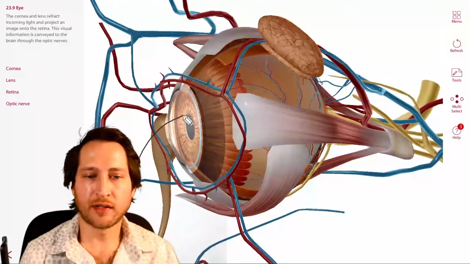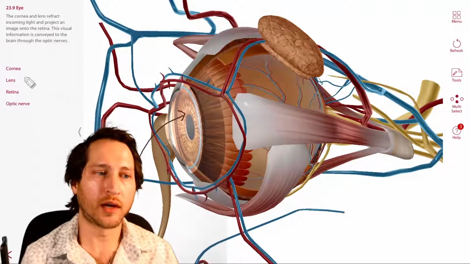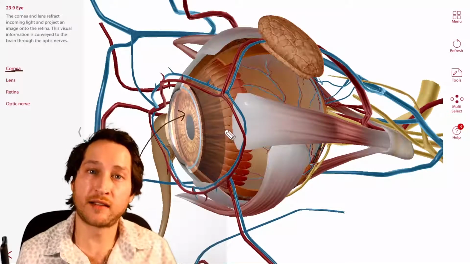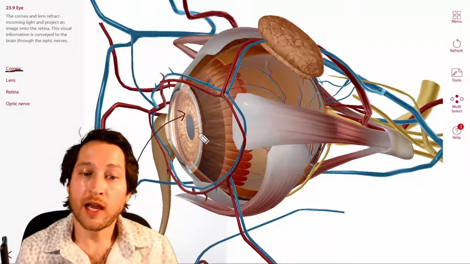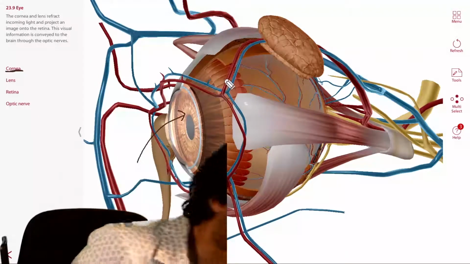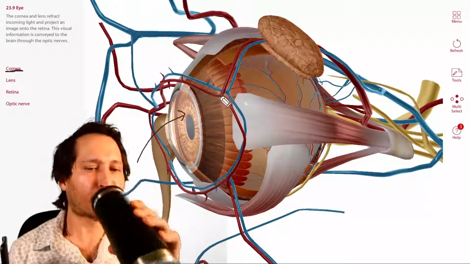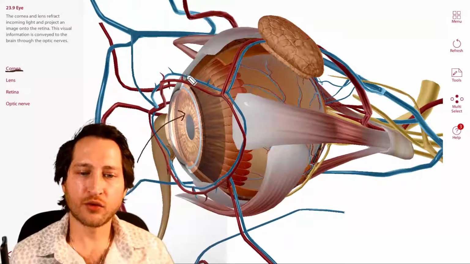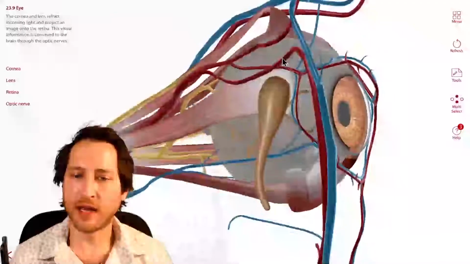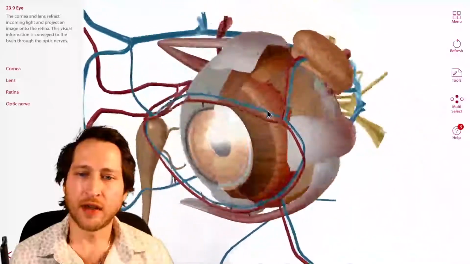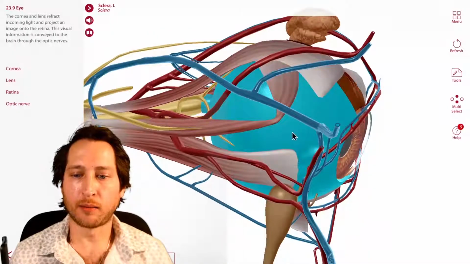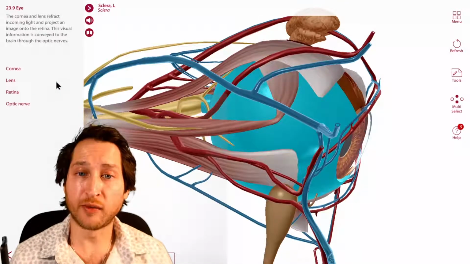This transparent portion on the front, this is the cornea. You may have heard of this structure. The cornea is transparent, and that's super important because you need to get light rays into the eye. Now, the cornea gives rise to the white part of the eye, or the sclera, that surrounds the eyeball. And the sclera is what those extraocular muscles are going to be attached to and produce those eye movements that we just discussed.